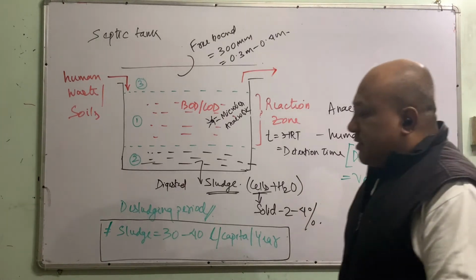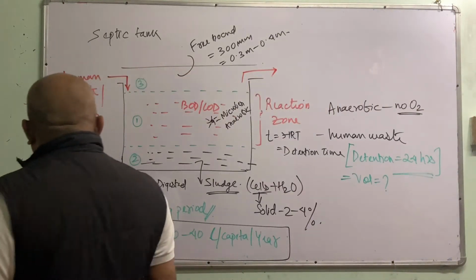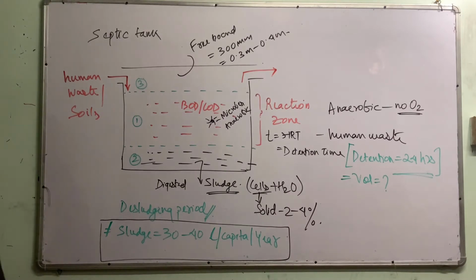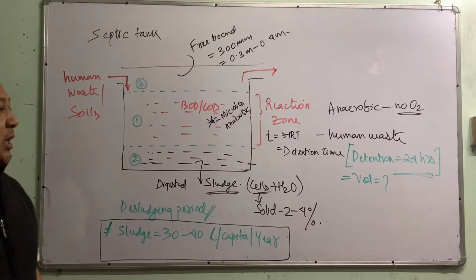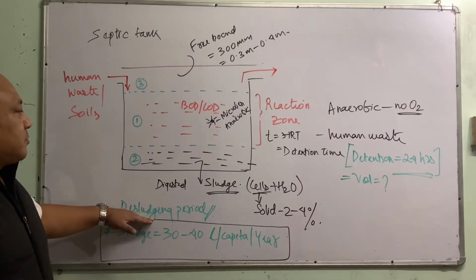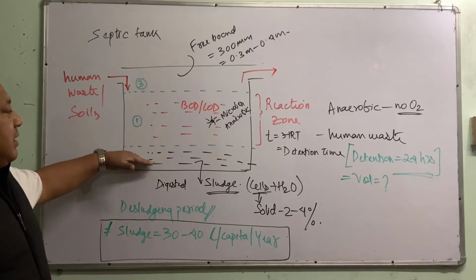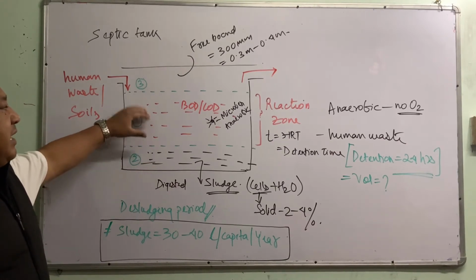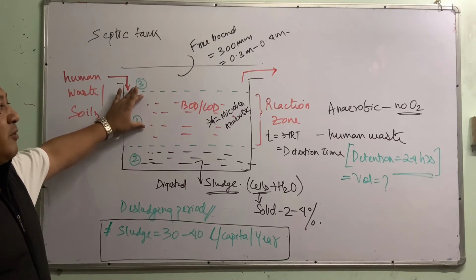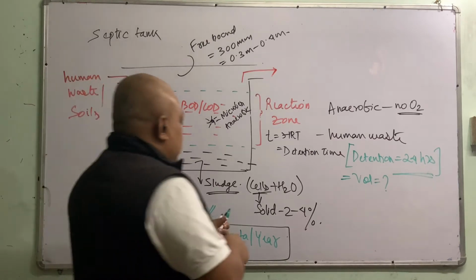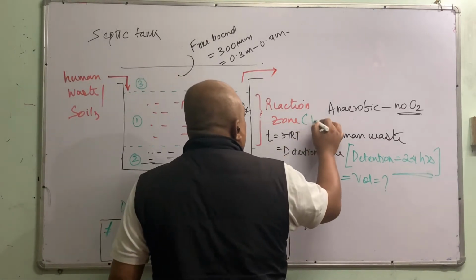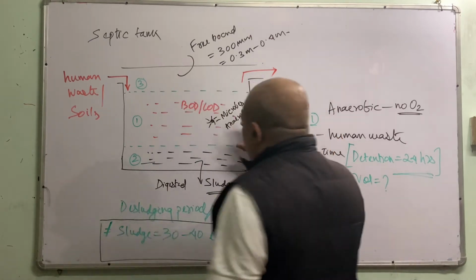Another one is cleaning. If you say, sir, I want to do it after 5 years, no, it should not be. If you don't desludge, the volume of the sludge will increase, and it is going to reduce the volume of the reaction zone 1. This zone 1 will be minimized. We don't want that.